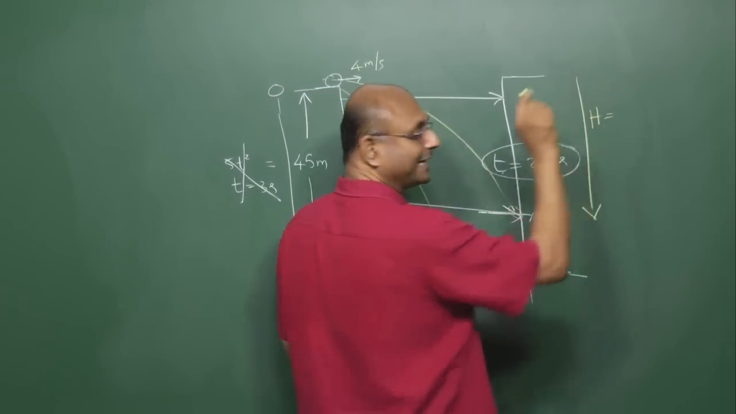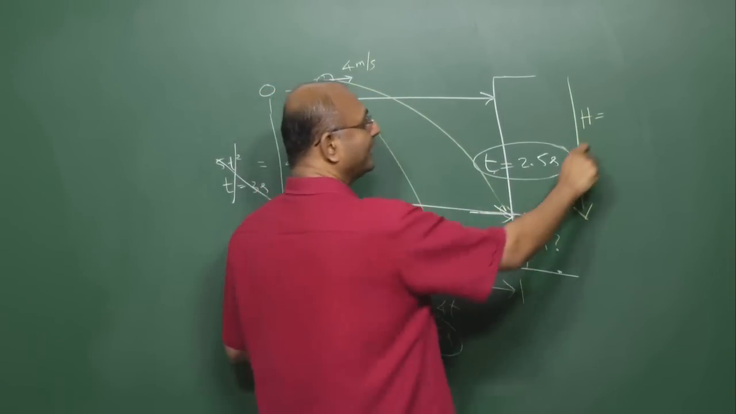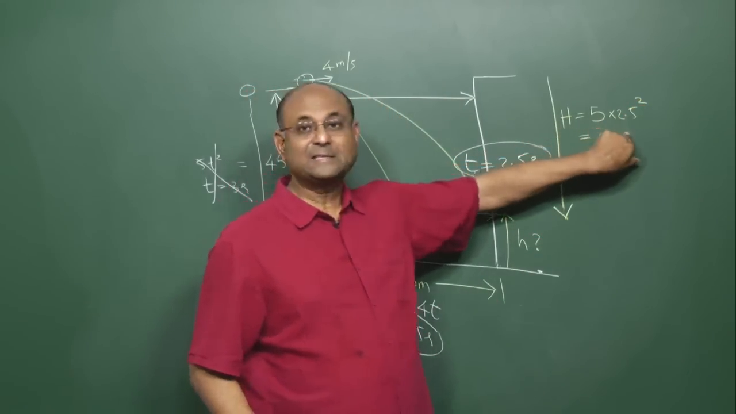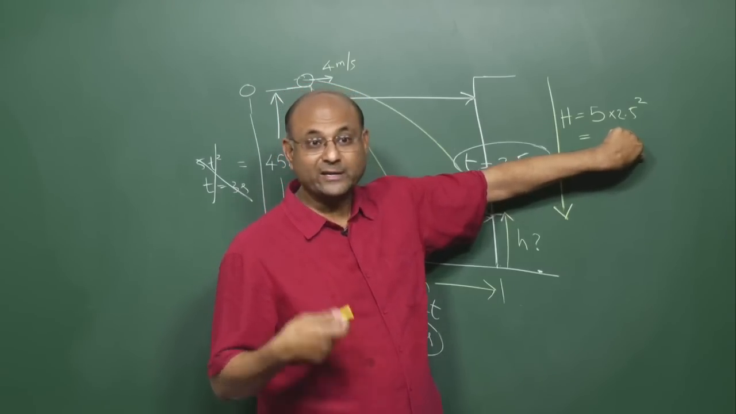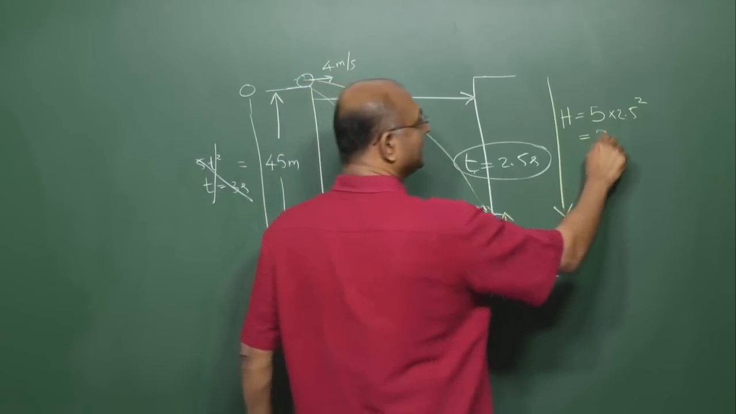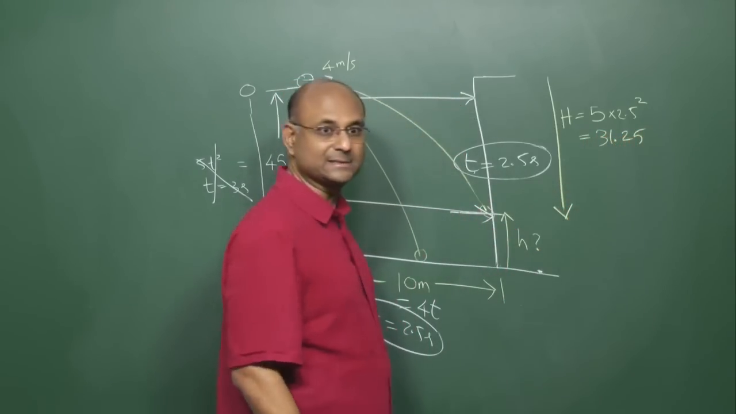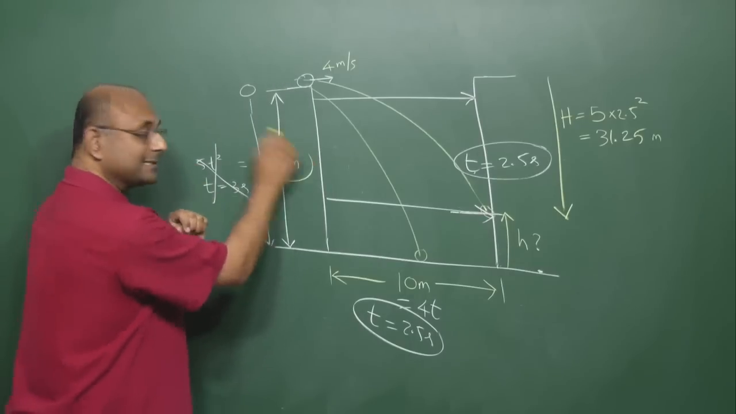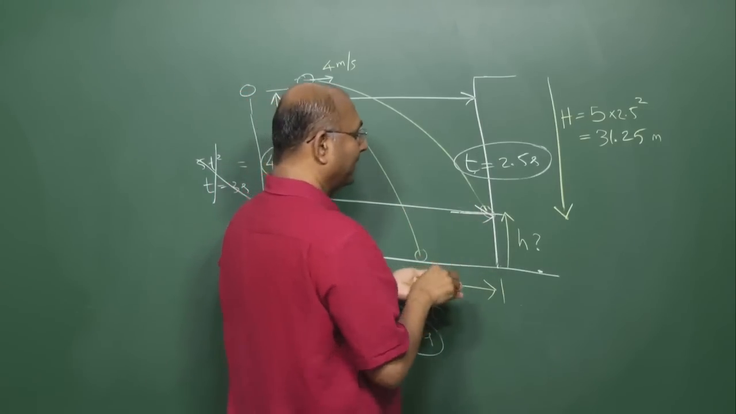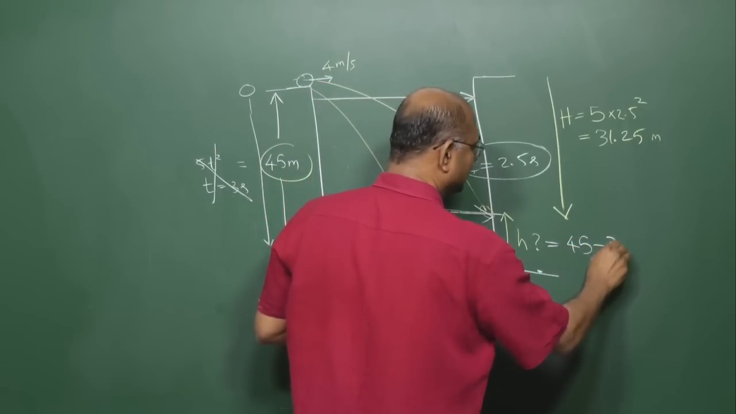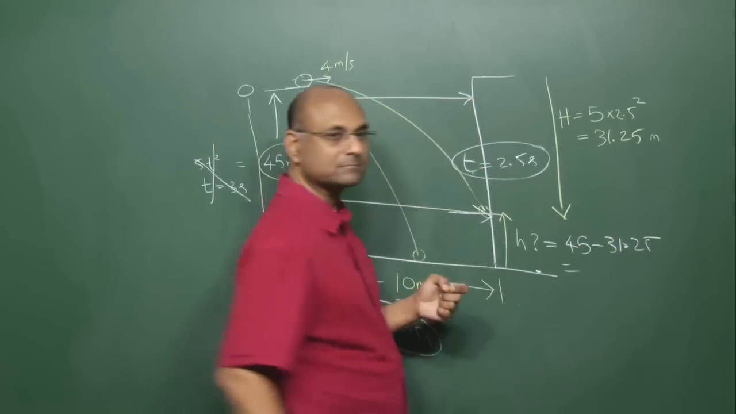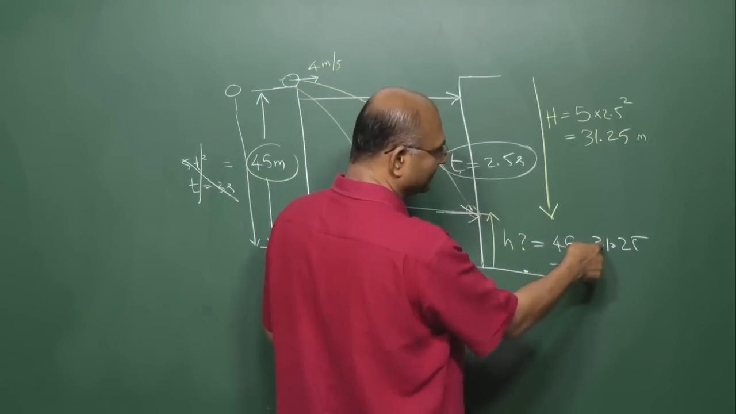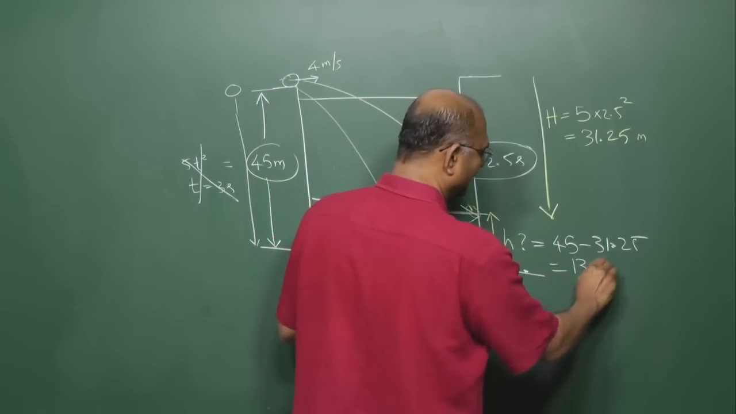Let me call this height capital H, not small h. That is going to be 5 into 2.5 squared. 2.5 squared is 6.25. 6.25 into 5 is 31.25 meters. So that is 31.25 meters from the top. But the building height is 45 meters. So therefore, this height must be equal to 45 meters minus 31.25. If I subtract, this is going to give me 13.75 meters.